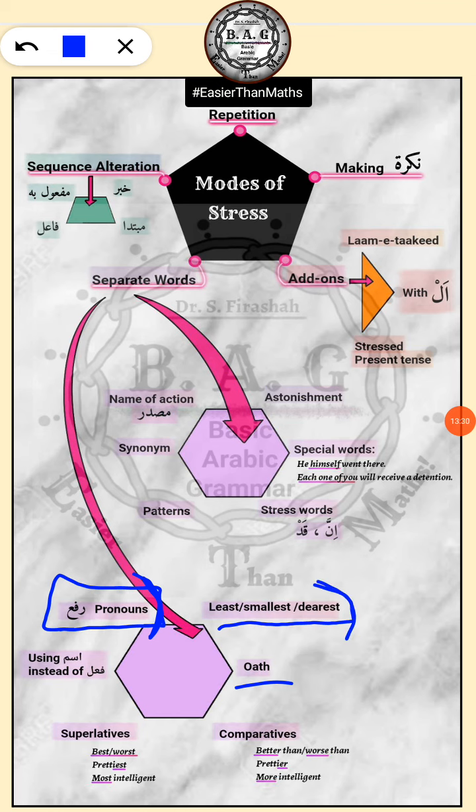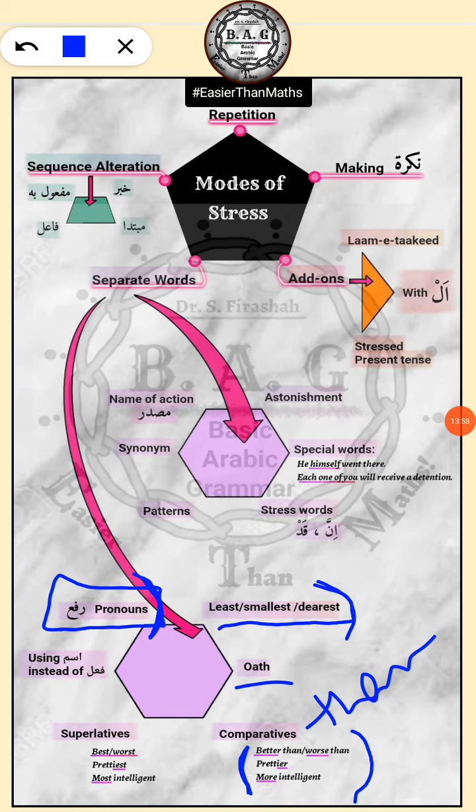Then we've got superlatives and comparatives. What are comparatives? Words or phrases such as better than or worse than, prettier, and then you always have than with it, all right? Prettier than, more intelligent than, all right? So you've got the IER or ER words or the more words, all right? They are different scenarios for comparatives.